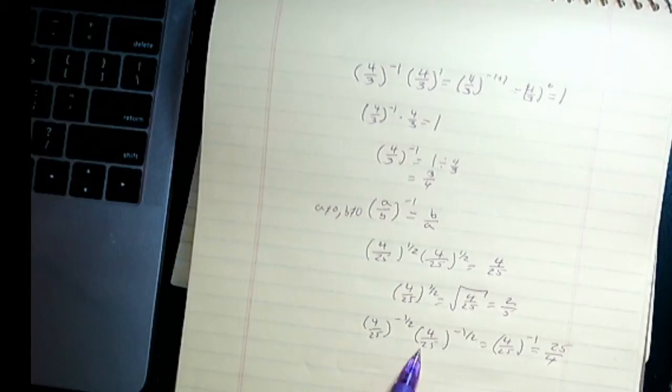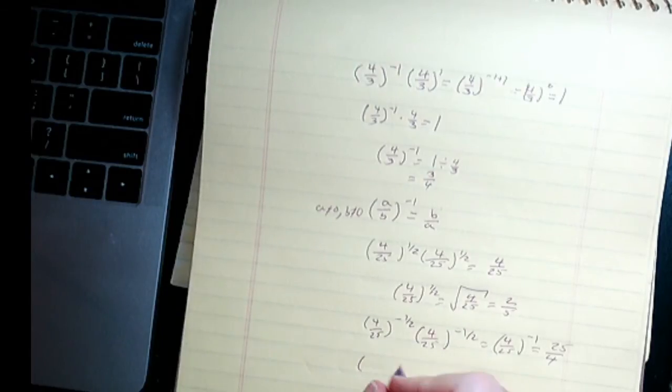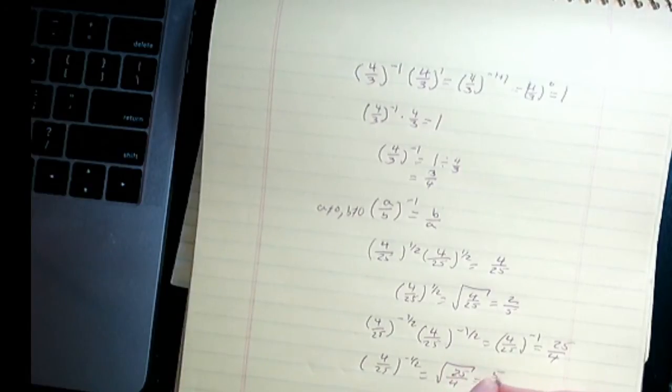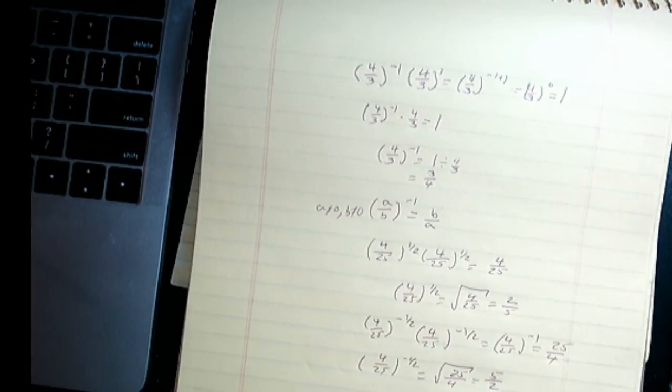So what is this thing? This thing is that thing, if I multiply it by itself, I get the reciprocal. So it's the square root of the reciprocal. So 4/25 to the -1/2 is just the square root of this. It's the square root of 25/4, or 5 halves. So you can combine these things.